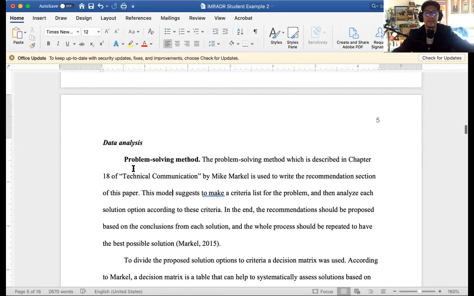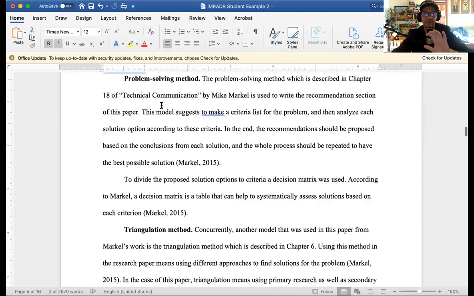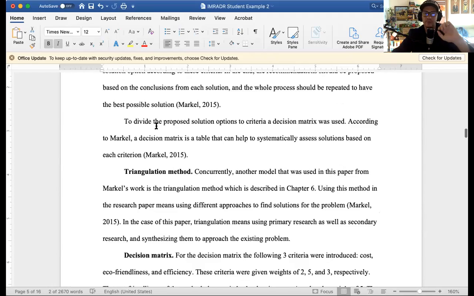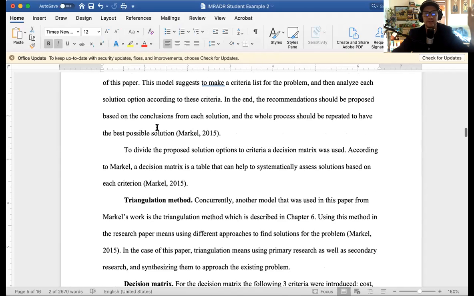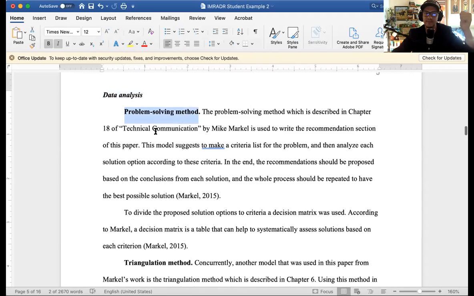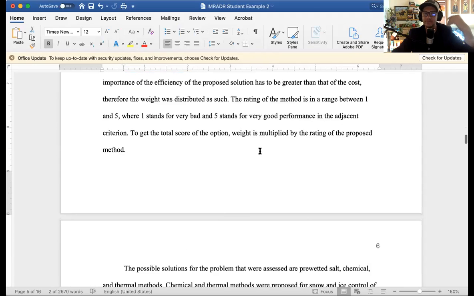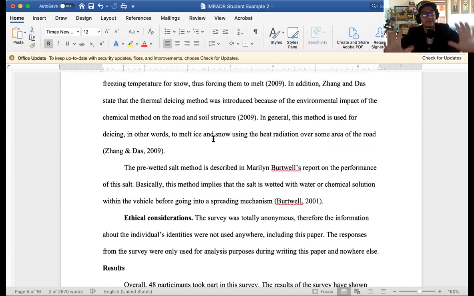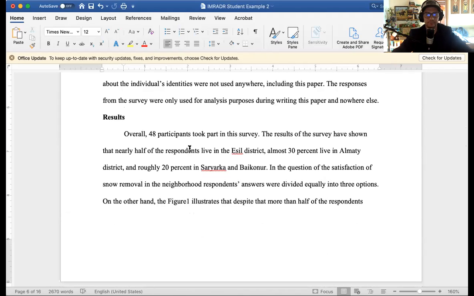For our class, for the assignment this weekend, just the data analysis section is enough. Okay, so we don't need the ethical considerations yet, or the subjects, or survey, or any other sections. But problem solving method, triangulation, decision matrix, explanation of decision matrix, we do need. Now you might think, where is the actual decision matrix itself? Well, it's actually in the results section.